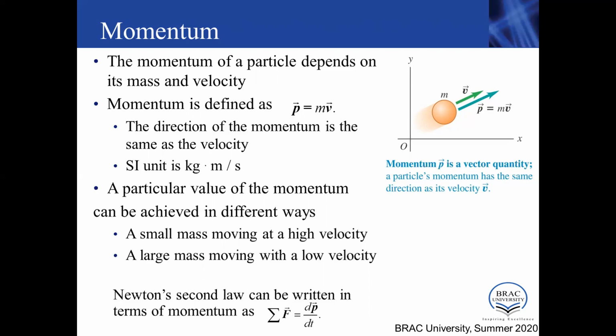And momentum is a vector quantity which has both magnitude and direction. The direction of momentum is the same as the velocity, and the SI unit of momentum is kg meter per second, and another unit of momentum is Newton second. A particular value of momentum can be achieved in different ways: a small mass moving at a high velocity, or a large mass moving with a low velocity.